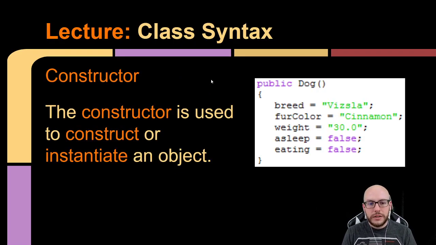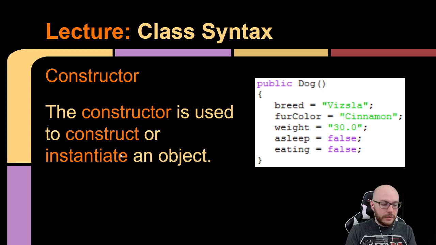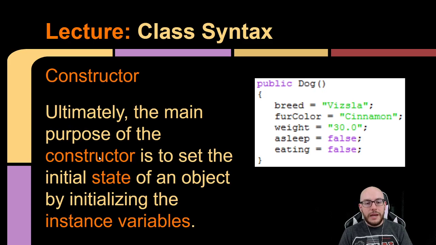That brings us to our constructor. The constructor is used to construct or instantiate an object. Instantiate, that's a weird word. It's coming from that word we were talking about earlier, instance, right? The word instance and object are interchangeable. We're talking about objects here. Like, this is the process of creating an object. Ultimately, the main purpose of the constructor is to set the initial state of an object by initializing the instance variables.